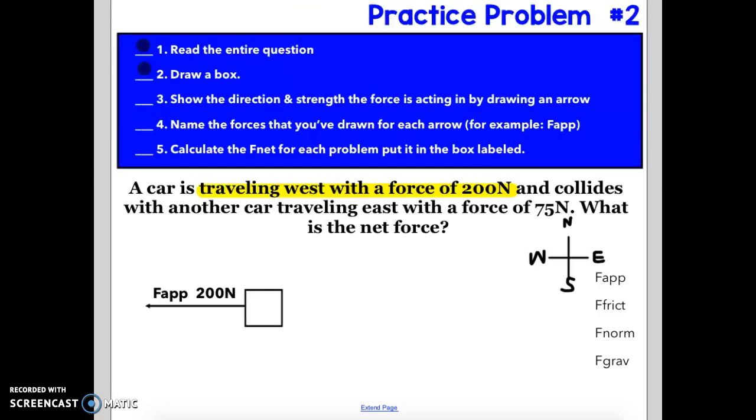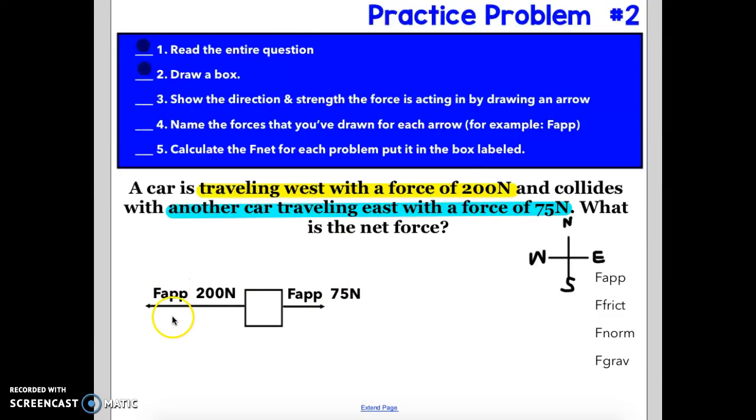Now I need to do the second part, and it says it collides with another car traveling east with a force of 75 newtons. So I'm going to draw a vector. Again, I need to visibly see that this is smaller than this because this one's representing 75 and this one's representing 200. So I need to see that there's a difference between the two. I then am going to go ahead and label. Again, it's a car moving, so I'm going to put applied force. And now this one's 75 newtons. So I have that labeled as well.